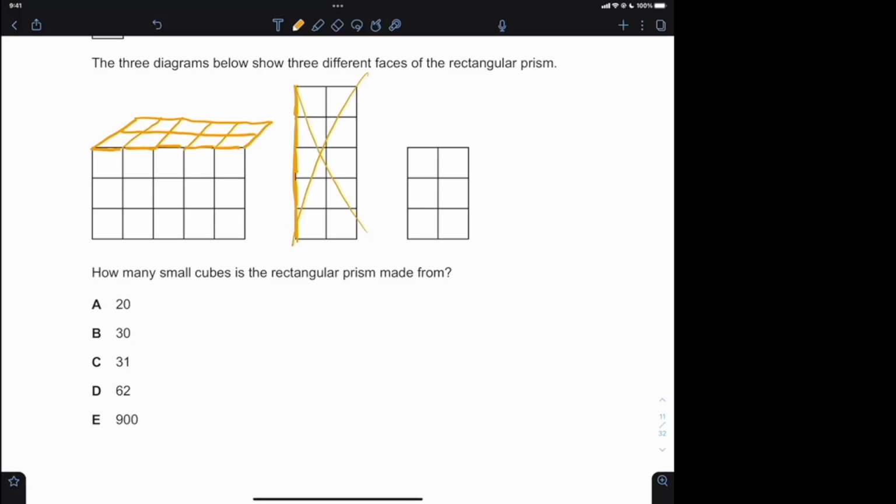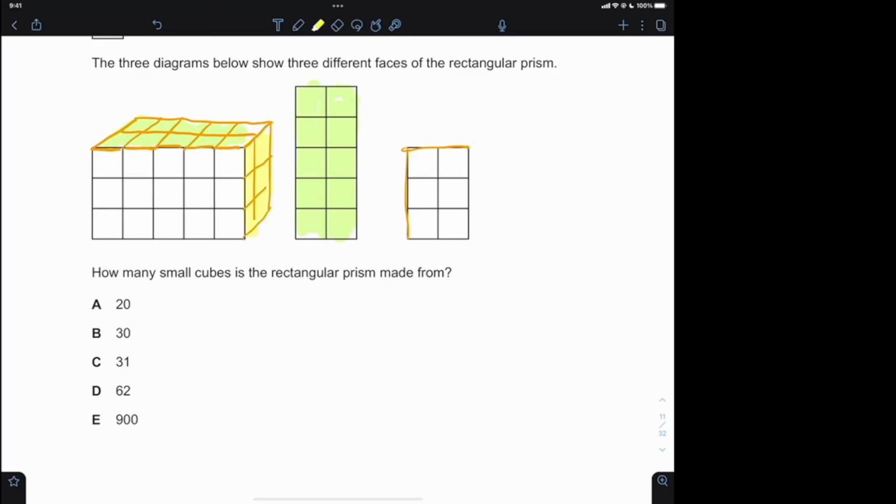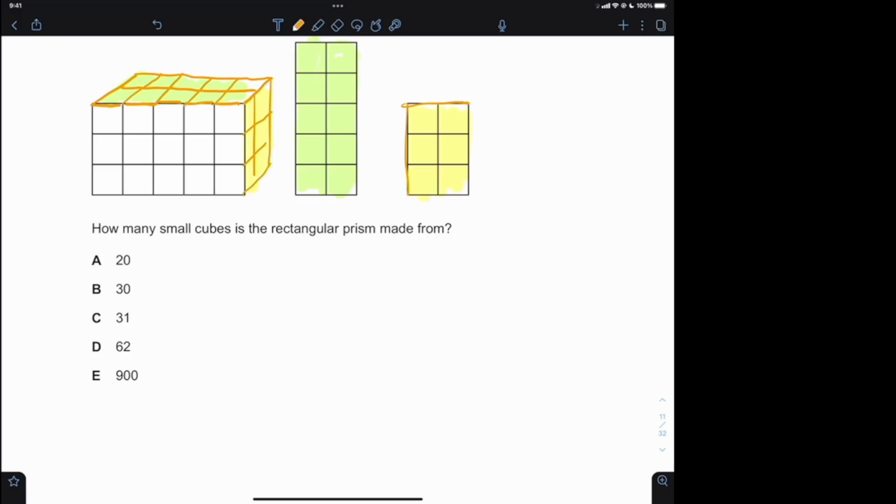The last one is 3 by 2, and that lines up if we put a shape here, because that's 3 high and 2 across. And so you can see that forms our rectangular prism. Just to clarify one more time, this is the face shown here. You can see that that's the exact same number of cubes, and that this is the face shown here. Now we need to ask how many small cubes the rectangular prism is made of.